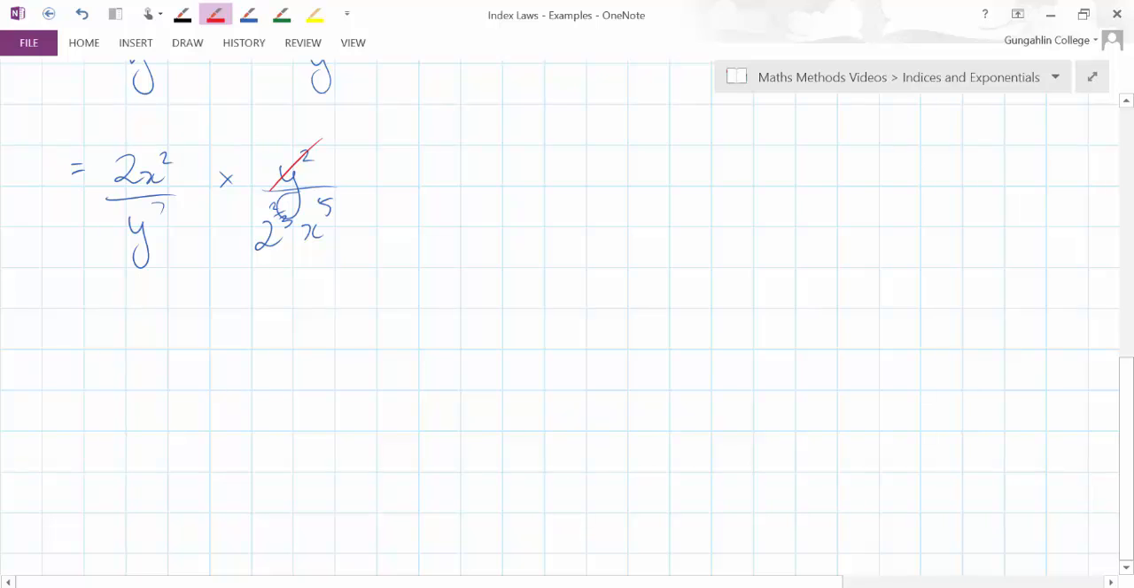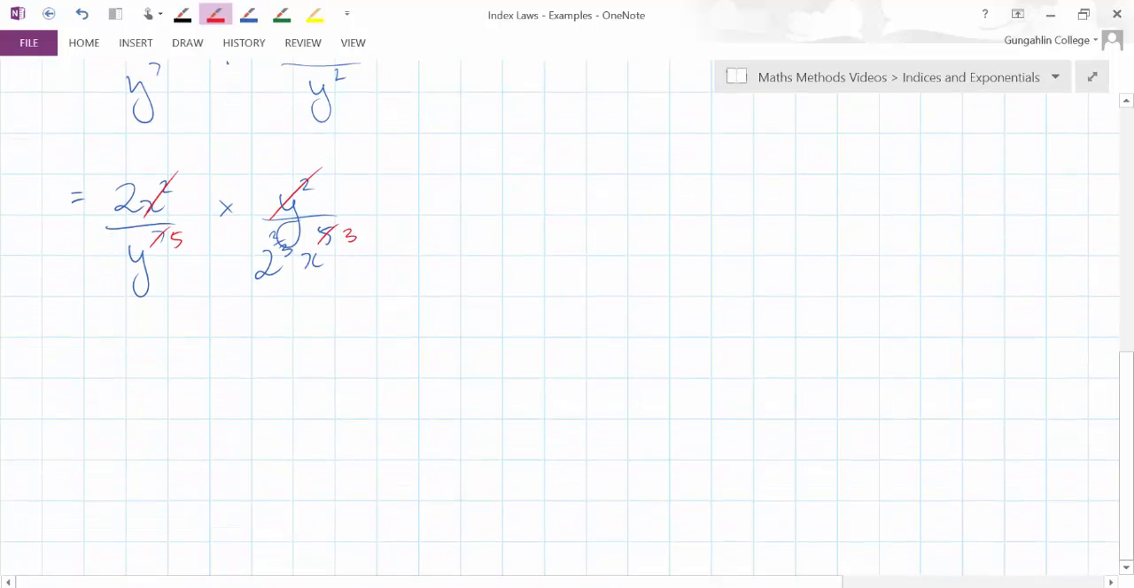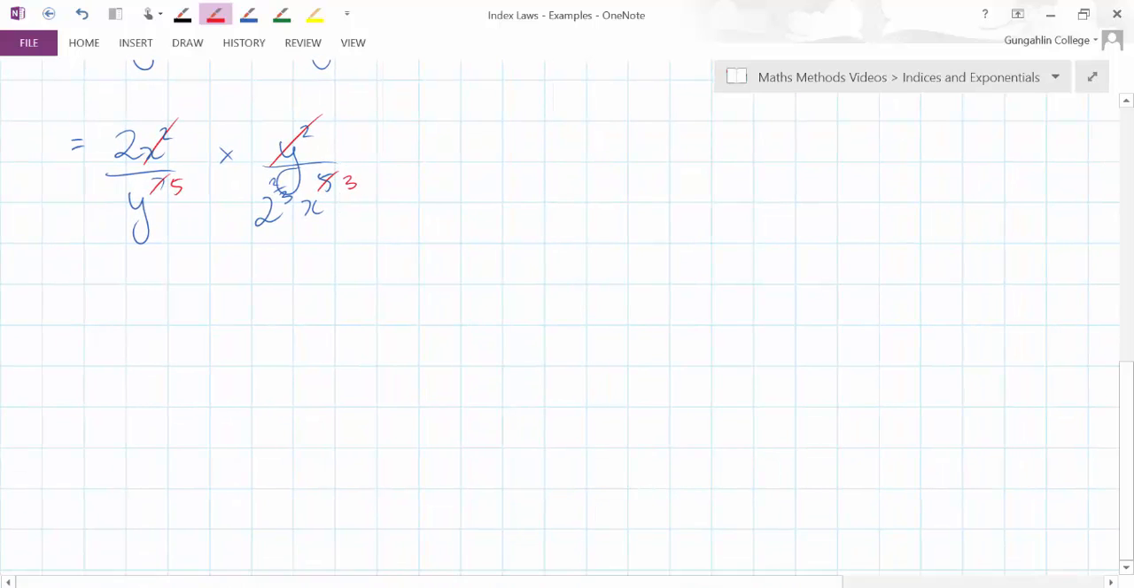Tidying that up, a y squared on the top and a y to the 7 on the bottom. I'm going to be left with y to the 5 on the bottom. I've got an x cubed and an x to the 5. That'll leave me with an x squared and an x to the 5. That's going to leave me with x cubed. So now on the top I've just got a 2. On the bottom I've got a 2 to the 2/3. I've got an x cubed and I've got a y to the 5.